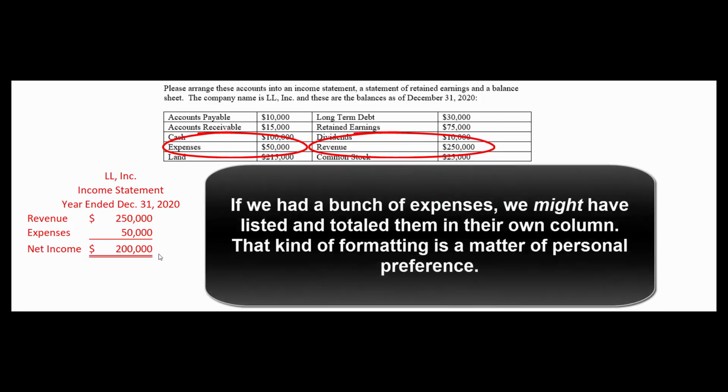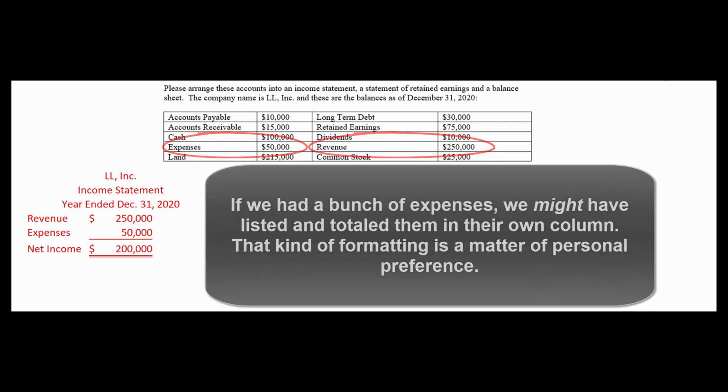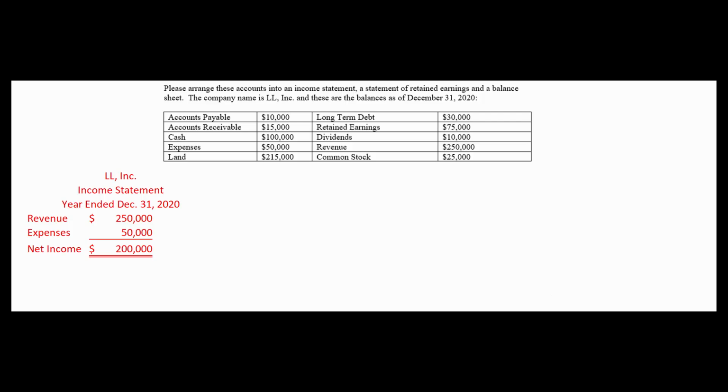If we had a bunch of expenses, we might have started a column here that listed all the expenses, then totaled them. But in this case, our expenses are already totaled for us. Revenue minus expenses gives us net income. And when you're doing these homework problems or on an exam or in class, my best advice to you is to cross off these accounts as we use them. That way you don't accidentally use one twice and you don't accidentally forget one.